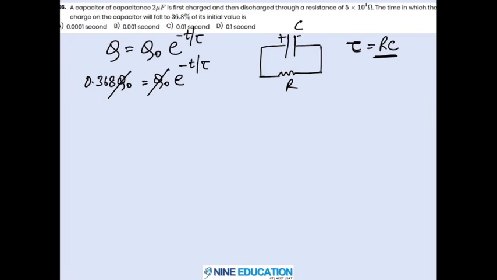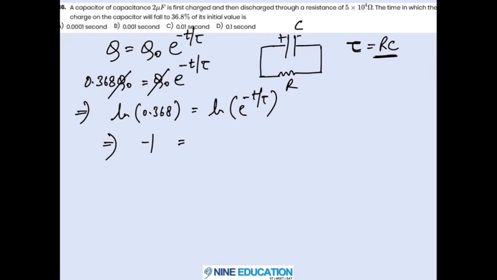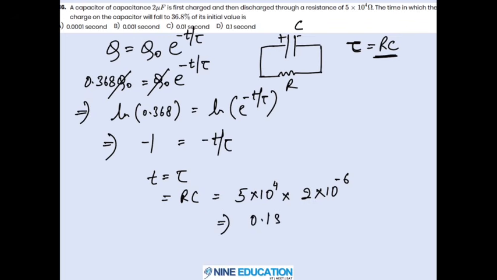Q naughts cancel, and you can apply natural log on both sides. ln 0.368 is equal to ln e to the power minus t by tau. So this is approximately minus 1, that is equal to minus t by tau. Minus cancels out, so t is equal to tau, which is RC. What is R here? 5 into 10 to the power 4, into C, which is 2 into 10 to the power minus 6. So this comes out to be 0.1 seconds.